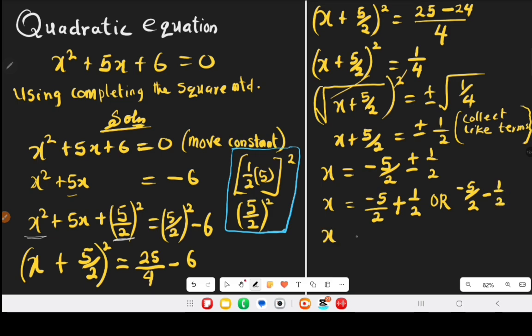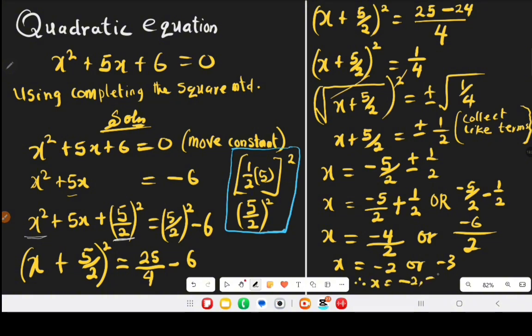When the denominators are the same, we just add the numerators, which is equal to minus 5 plus 1, which gives us minus 4 all over 2, or we put down 2, minus 5 minus 1 gives us minus 6 all over 2. Now x is equal to minus 4 divided by 2, which gives us minus 2, or minus 6 divided by 2, which gives us minus 3. Therefore, x is equal to minus 2, comma, minus 3, which is the same answer as the one we got before.